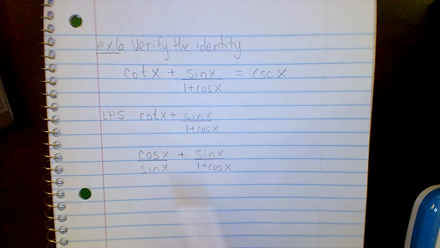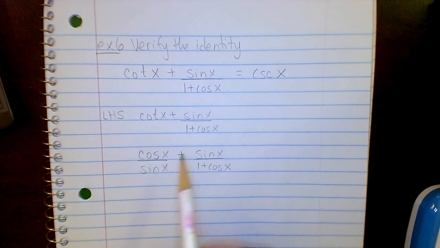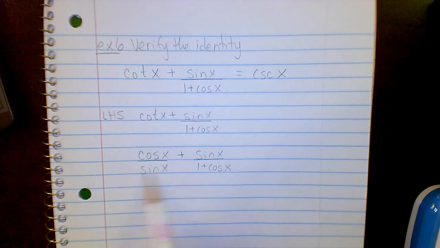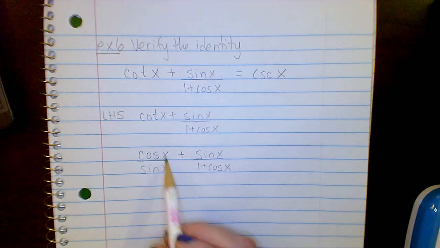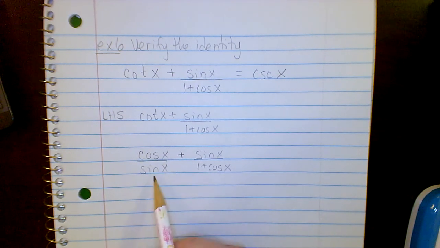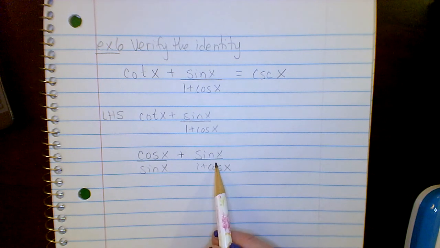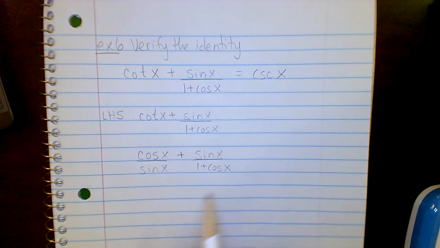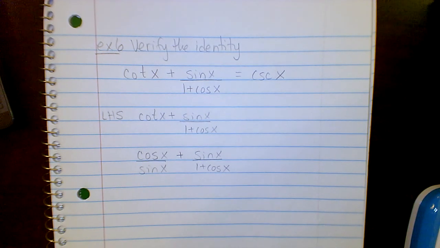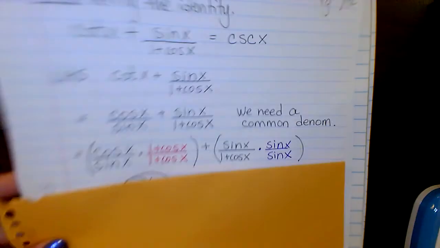Now I have to get a common denominator. In order to do that, first of all, the common denominator is going to be the product of the denominators. So I'm going to have to multiply this fraction by this denominator over itself, and then this fraction by this denominator over itself. All right, so here's what's going to have to happen.